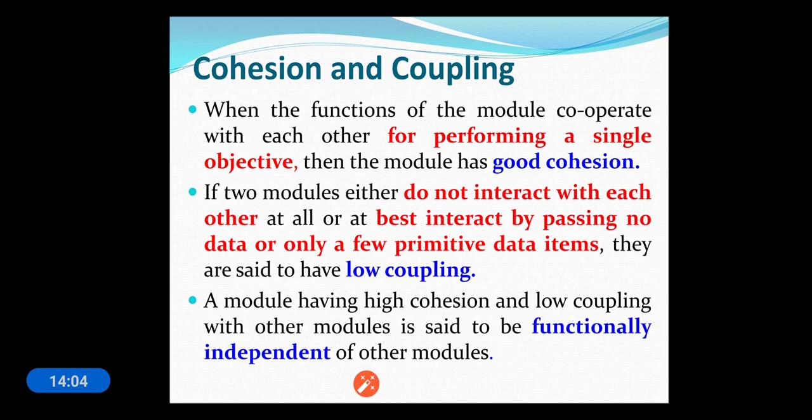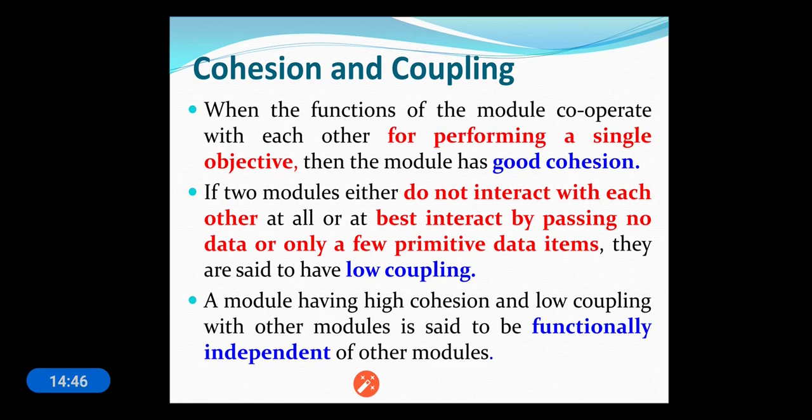When the functions of a module cooperate with each other for performing a single objective, then the module has good cohesion or high cohesion. And if the modules either do not interact with each other at all, or at best interact by passing no data or only a few primitive data items, then they are said to have low coupling. Good cohesion means all the functions within a module should perform a single task, working toward a single objective.